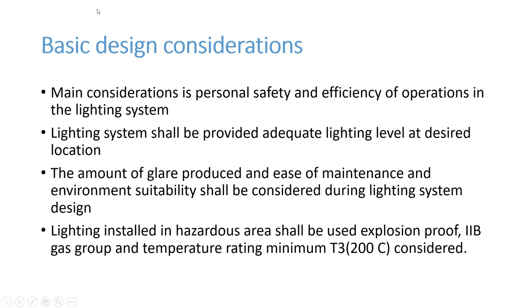First, we start with the basic design consideration. The main consideration is personal safety, which is very important, and the efficiency of operation of the lighting system. Second, the lighting system shall provide adequate lighting level at the desired location, so our selected lighting system should meet that lighting level requirement. Third, the amount of glare produced, ease of maintenance and environmental suitability shall be considered during the lighting system design. And fourth, lighting installed in a hazardous area shall be explosion proof.